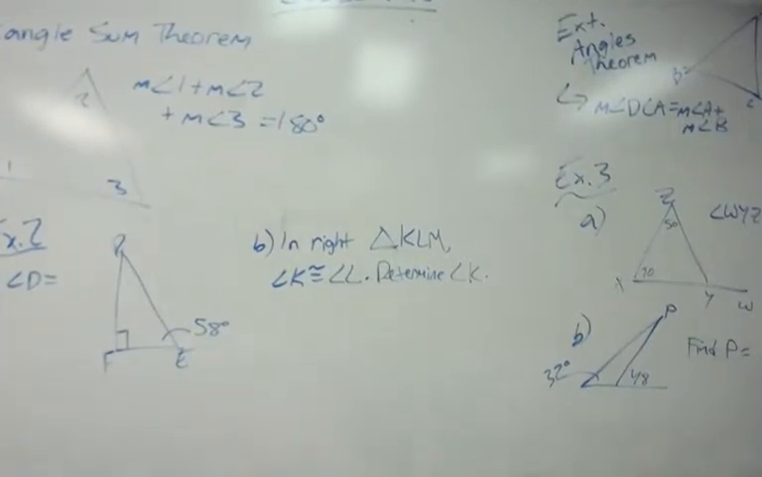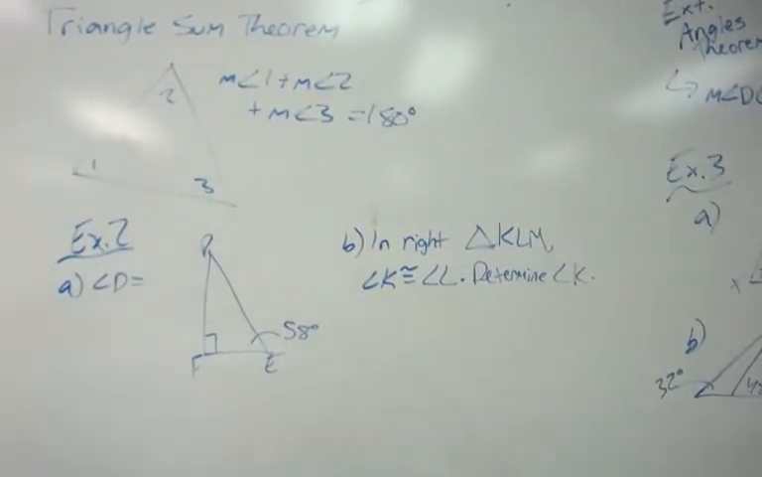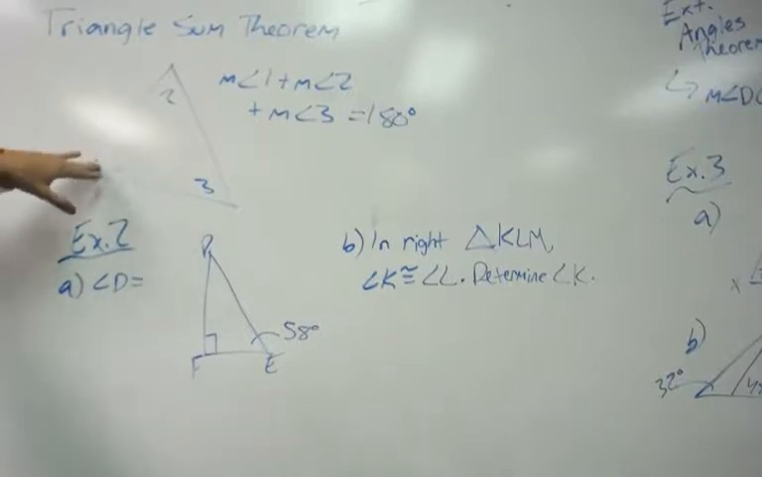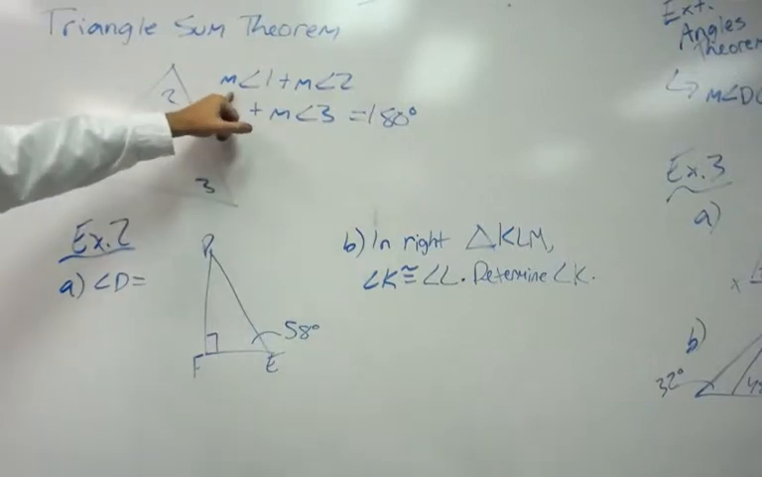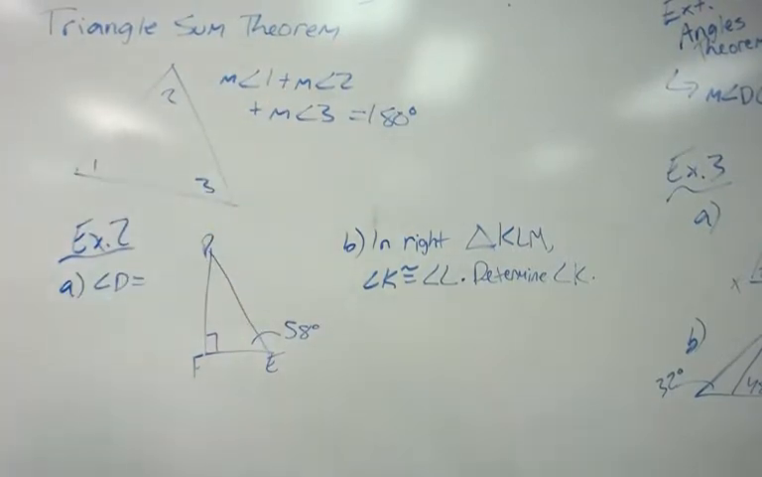I want to start with the triangle sum theorem. You've probably learned this before. The triangle sum theorem is simply, okay, here's your triangle, the sum of all three angles equals 180 degrees. So the measure of angle 1, plus the measure of angle 2 and angle 3, equals 180 degrees.